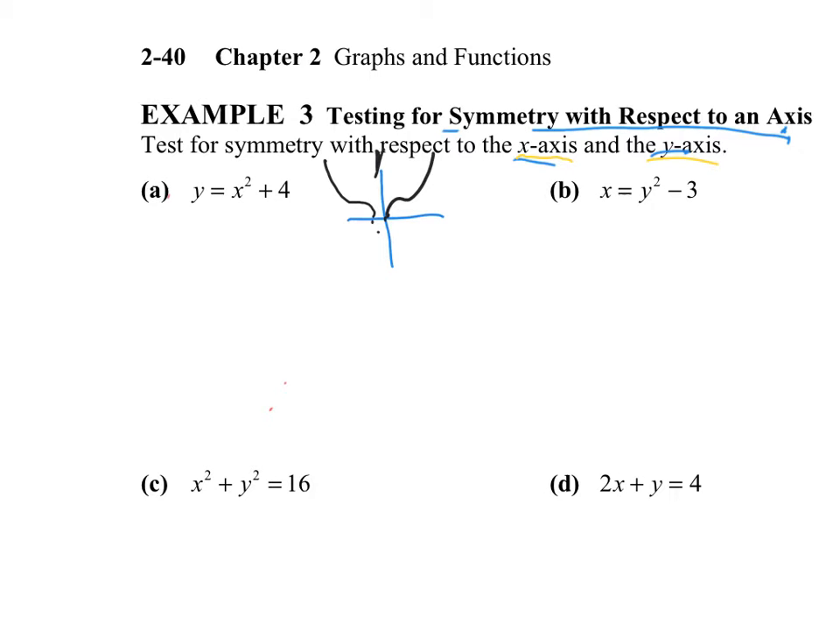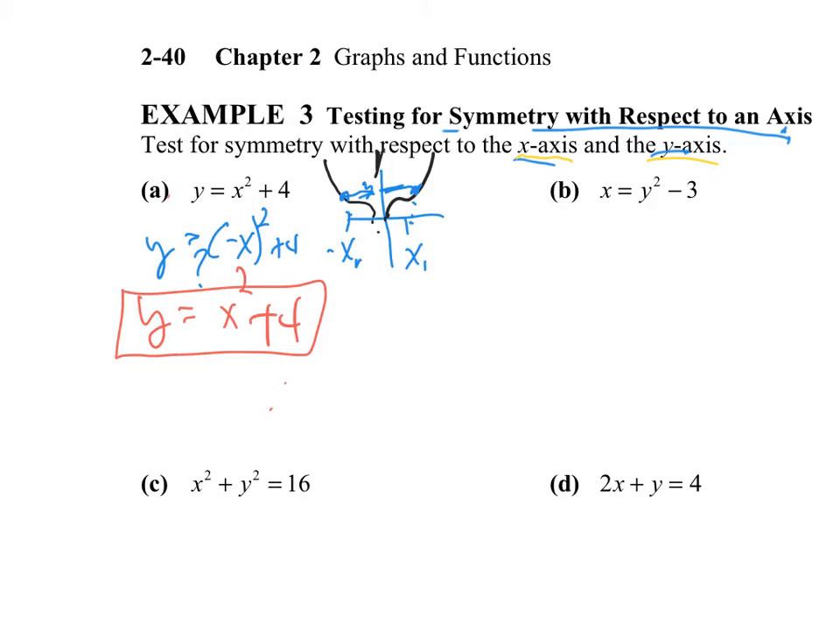Which implies that if you plug in an x value, you'll end up getting a particular y value. You plug in the opposite of this x value, you get the same y value. So all you're really doing is seeing that if you plug in a negative x value, will I get the exact same y? You would know it if we come up with the same equation. So if I plug in negative x squared, it still becomes y equals positive x squared plus 4, and you'll see that these two are identical. So this was symmetry on the y-axis.